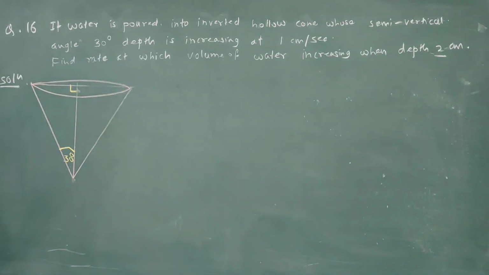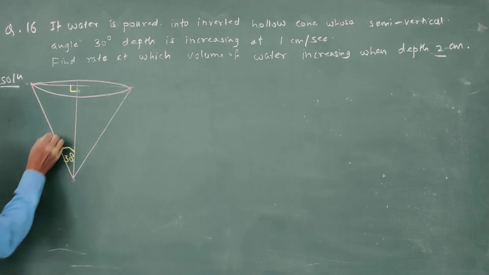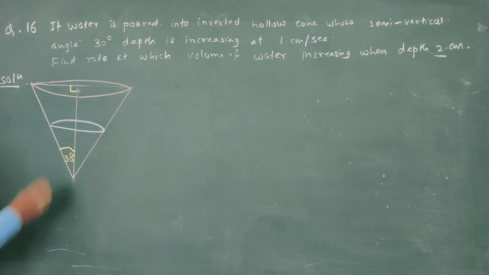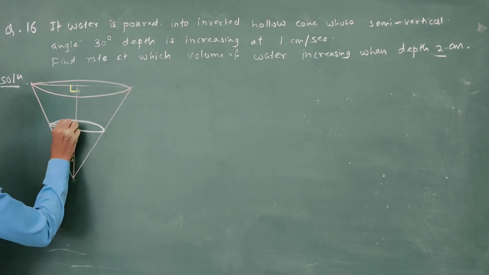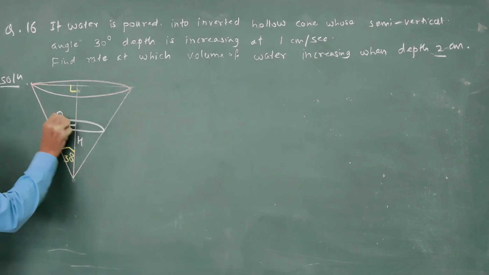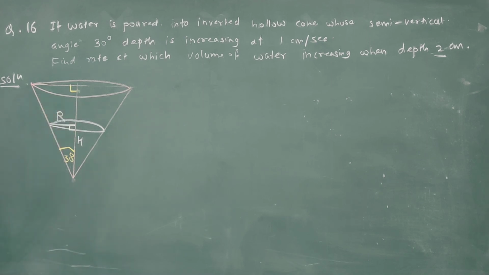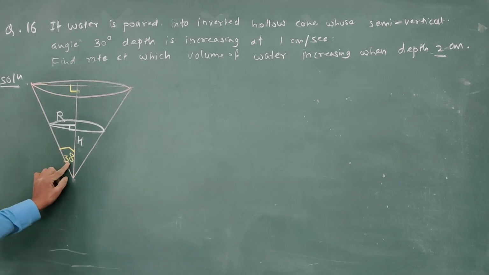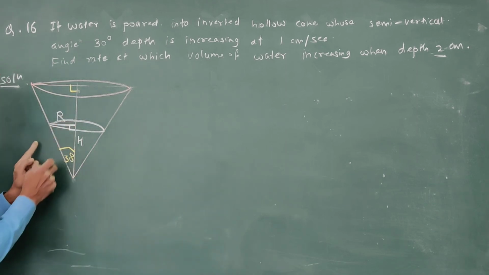So here, suppose this is the water level in time t. Say this height is h, and the radius is r. So here a right angle triangle is formed. What relation will you get between r and h? This is tan 30 degree. See this right angle triangle, this acute angle is 30 degree.